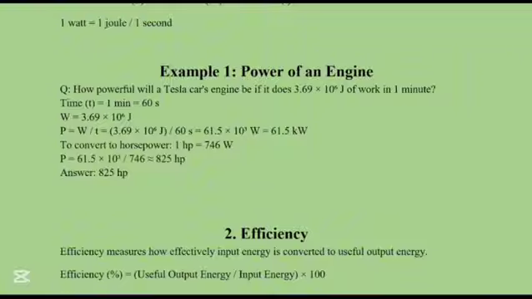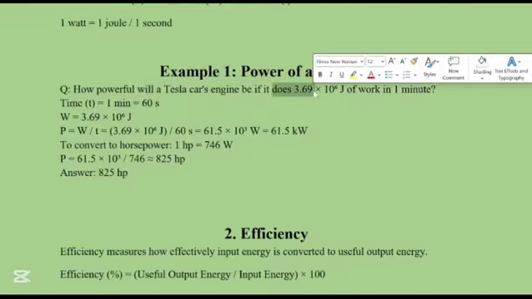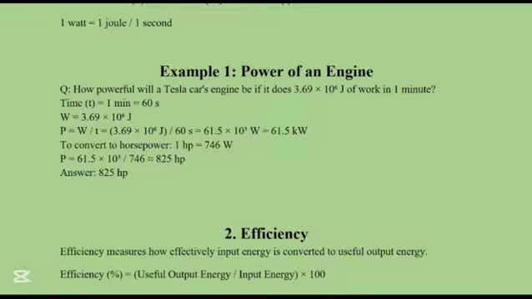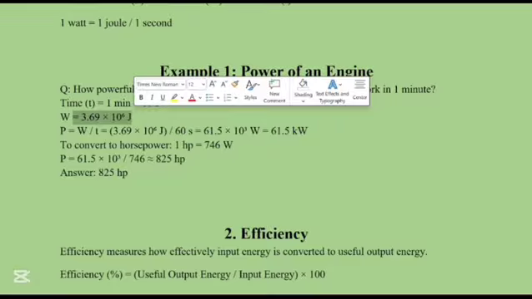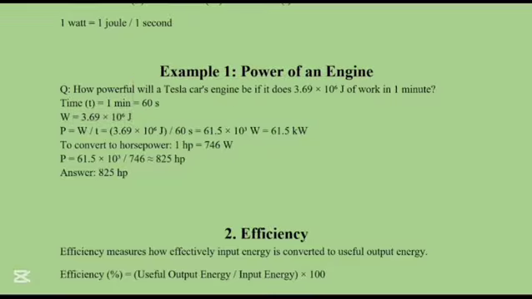How powerful will a Tesla car's engine be if it does 3.69 × 10^6 joules of work in 1 minute? So the time period is 1 minute, which is 60 seconds, and the work done is this. So the work done will be divided by the time period, which in return gives 61.5 kilowatts as the answer.